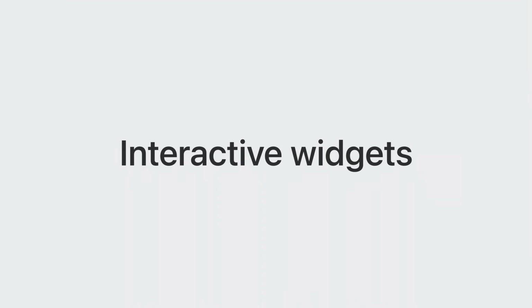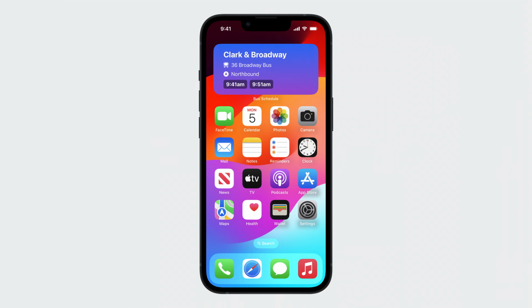Moving on to interactivity in widgets. Widgets can now react to button taps and toggles, allowing people to adjust settings, play media, or access any other important functionality from your app right from their home screen. In my next bus widget, I would like to make the time buttons tappable. When people tap one of these buttons, I want to set an alarm in my app, ensuring that they know exactly when to leave, so they don't miss their bus. How can I do that?